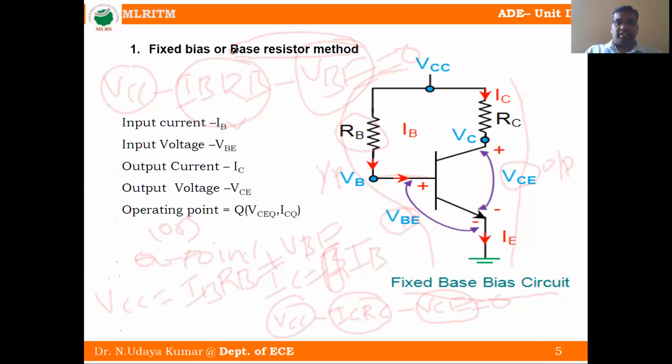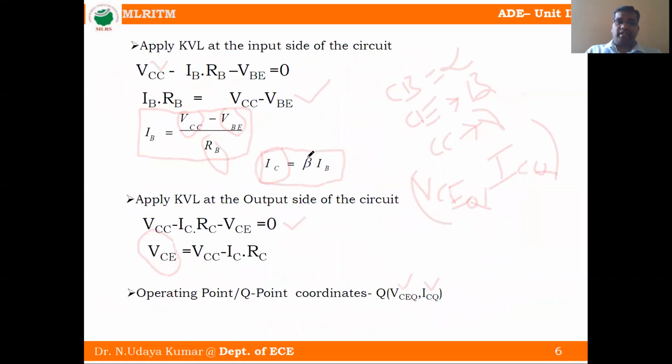Why is it the base resistor method? Because we are connecting the resistance RB to the base from VCC. That's why it is a base resistor method. Why is it fixed bias? IB is equal to VCC minus VBE by RB, and all values are constant: VCC battery voltage, junction voltage, and base resistance. Both are fixed values. That's why it is a fixed bias.